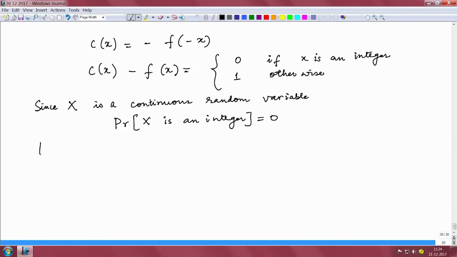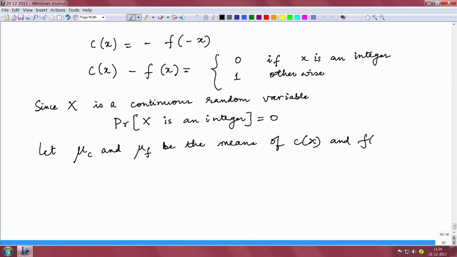So let mu c and mu f be the means of c of x and f of x respectively, and let sigma c squared and sigma f squared be the respective variances.